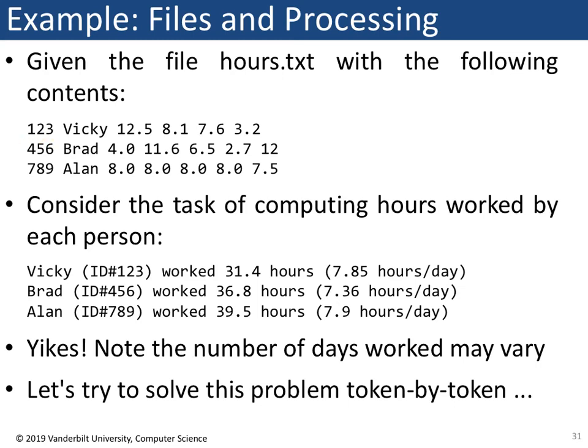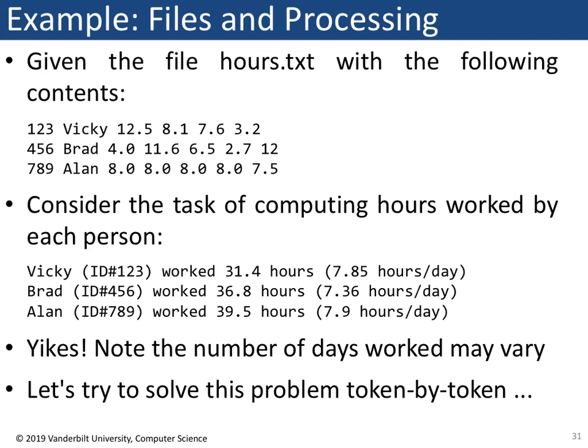We have the employee ID followed by the employee's name, and then Vicky worked 12.5 hours followed by 8.1, then 7.6, and 3.2. So there are 4 entries for the number of hours worked. However, Brad has 1, 2, 3, 4, 5 entries for the number of hours worked. So the number of hours entries for each person may vary.